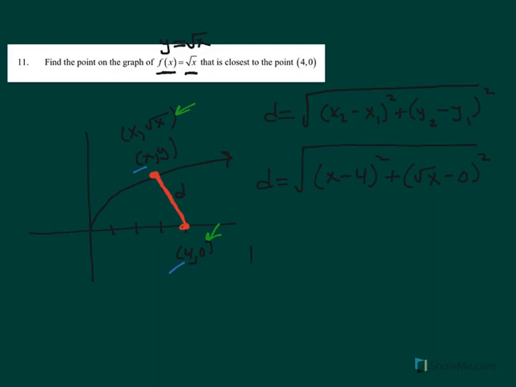So let's say distance is equal to square root. We can square out the x minus 4. So x minus 4 squared should be x minus 4 times x minus 4. Multiply that all together, that should get you x squared, minus 4x and minus 4x is minus 8x, plus 16. So this will work out to be x squared minus 8x plus 16.